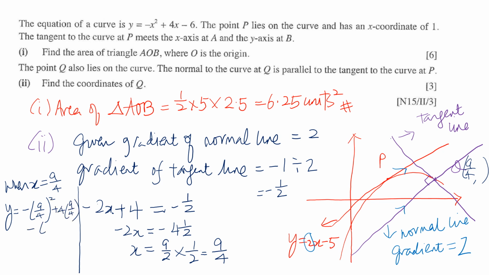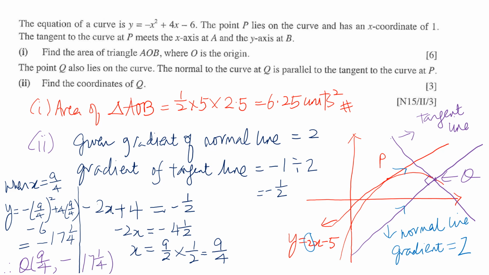Right, that gives you negative 17 and 1/4. So therefore, your point Q would be x coordinate is 9/4, y coordinate is negative 17 1/4.